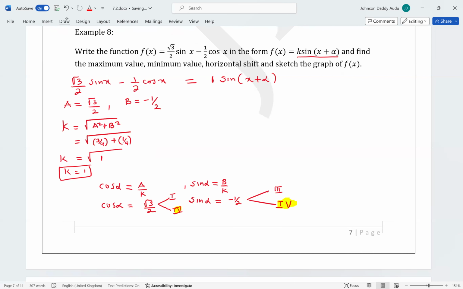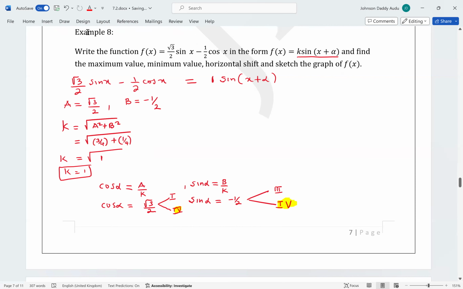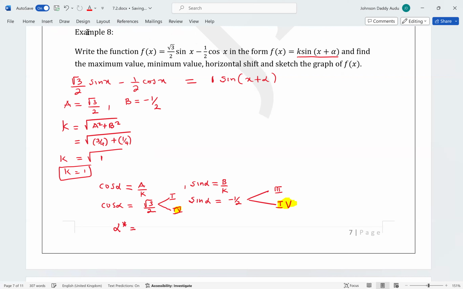All right. So we're going to use the chart now. But before we use the chart, we need to find our reference angle. So it's like a reference angle in the first quadrant. So we need to find what is alpha star. Alpha star is an angle in the first quadrant whose cosine is root 3 over 2, and whose sine will give us half. And that angle is pi over 6, right? Yes.